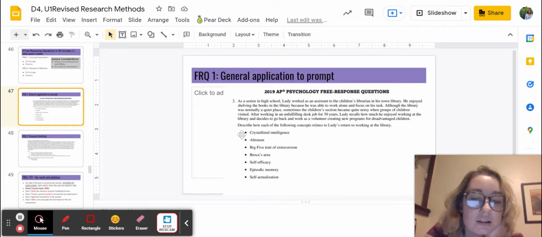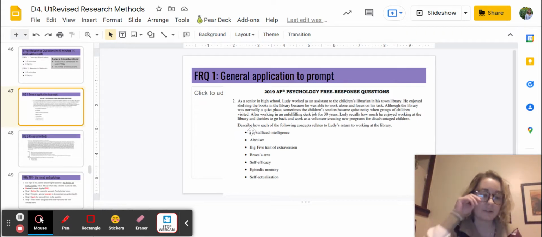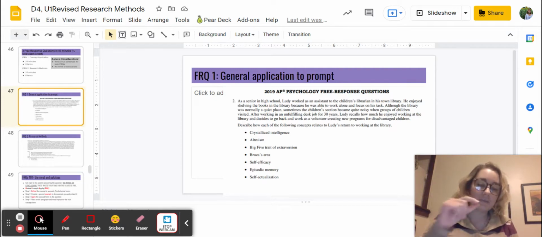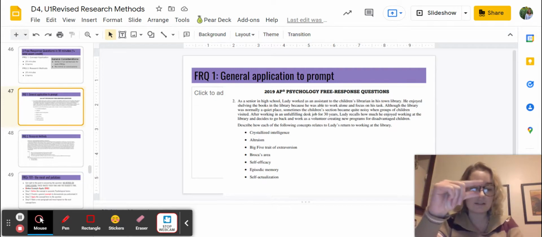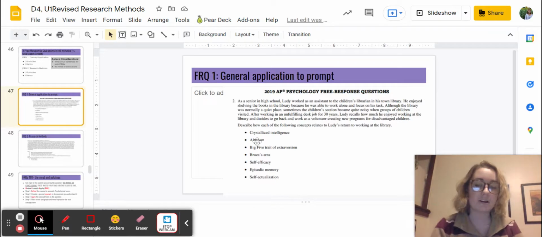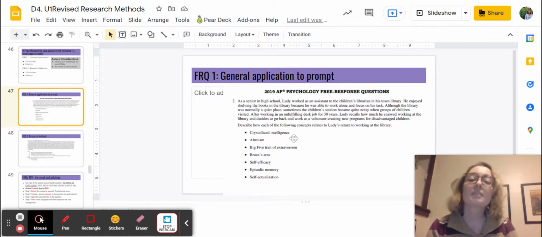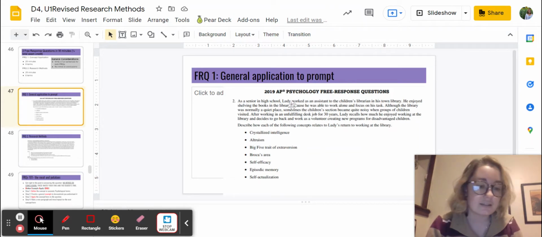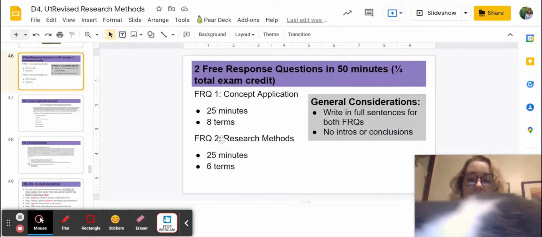So for each of these, you'll put a break in between. If you're writing it, you'll have 2 to 3 sentences, kind of a paragraph break. Then you'll go into altruism: define, example, apply it back to the scenario. Again, there's no intro, there's no conclusion. You're just having these little baby paragraphs that are about 2 to 3 sentences each.